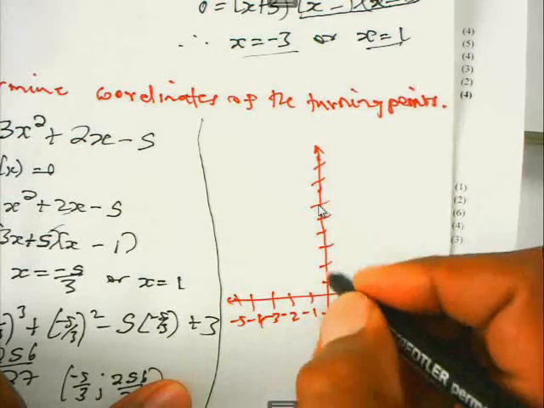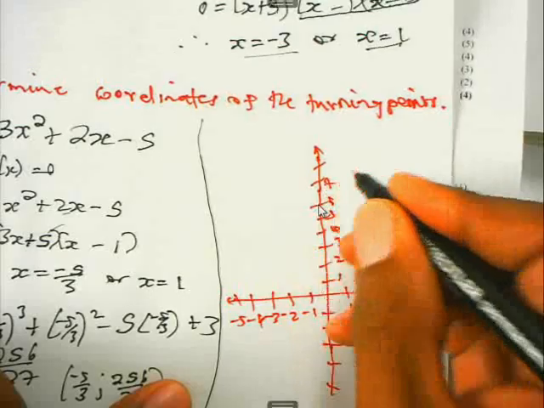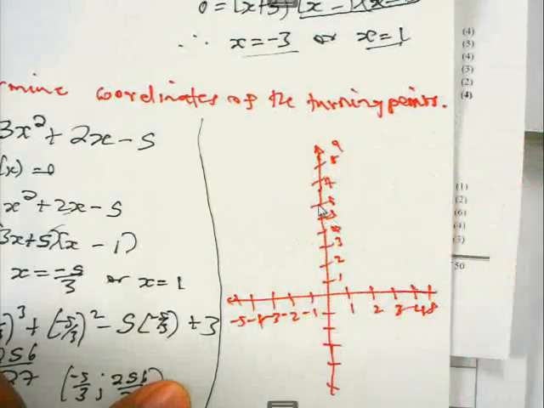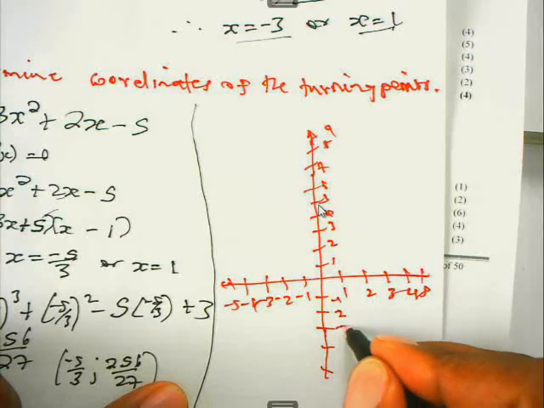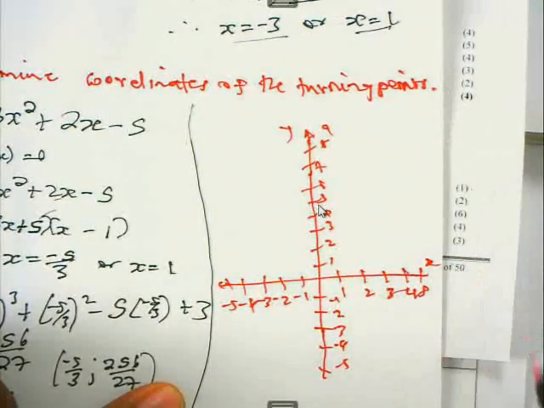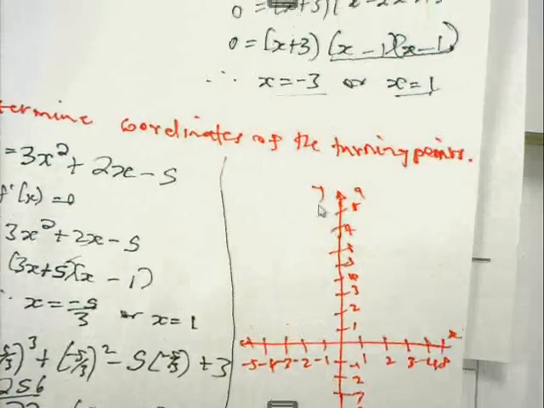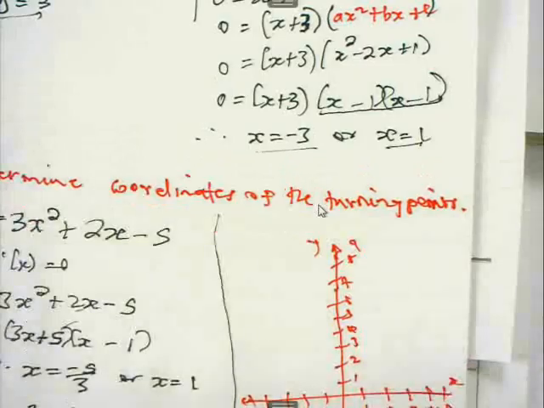Good. And now we have 1, 2, 3, 4, 5, 6, 7, 8, and 9, right? And now from here, that is minus 1, minus 2, minus 3, minus 4, minus 5. This is the y-axis, and this is the x-axis. Good. Now, let us go back now. What was the y-intercept here? It was positive 3. Y-intercept was positive 3.